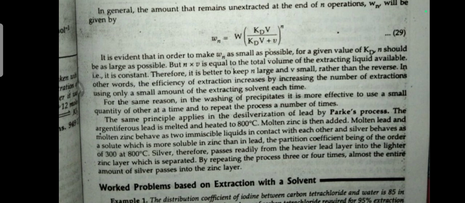Silver therefore passes readily from the heavier lead layer to the lighter zinc layer, which is separated. By repeating the process three or four times, almost the entire amount of silver passes into the zinc layer, and we get the lead. That's it for the chapter.